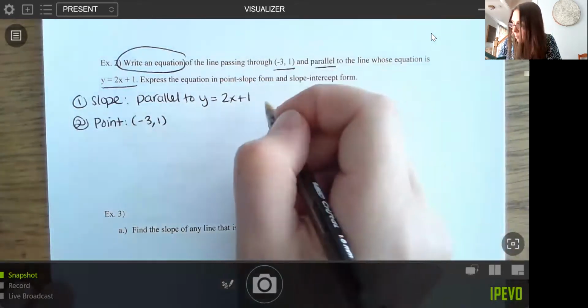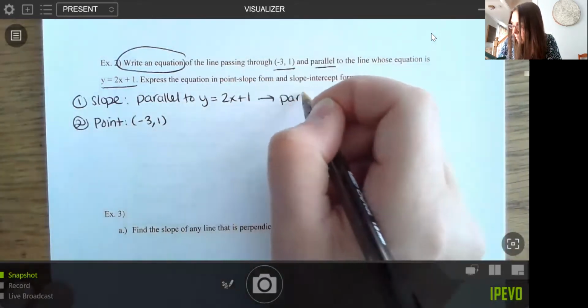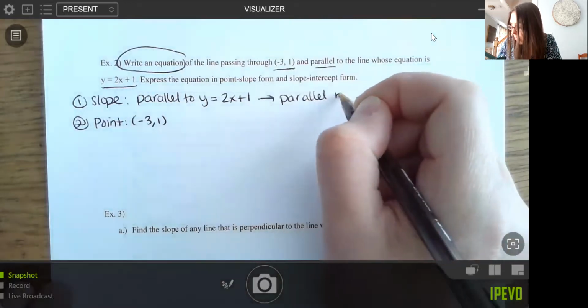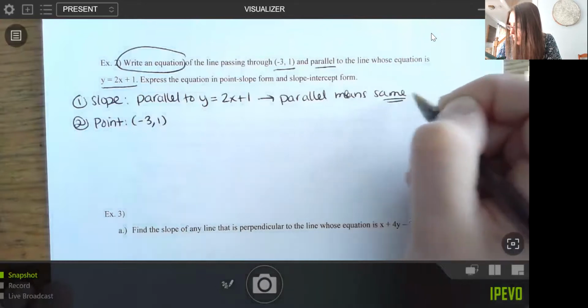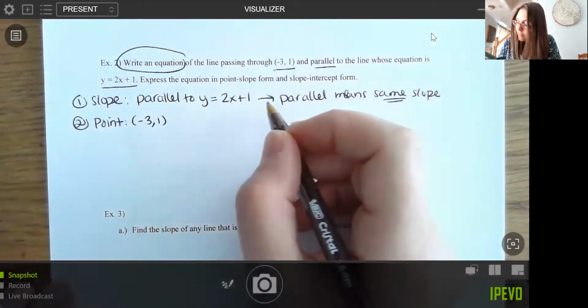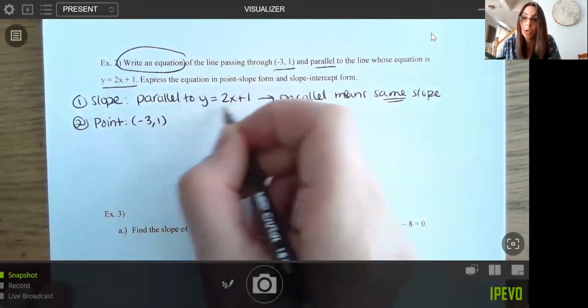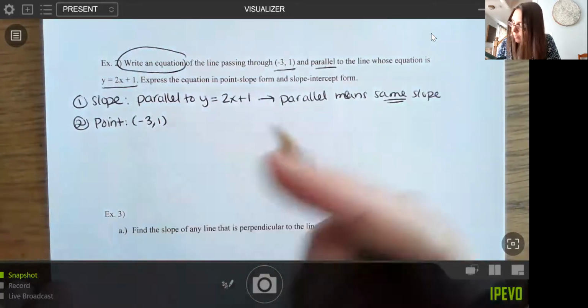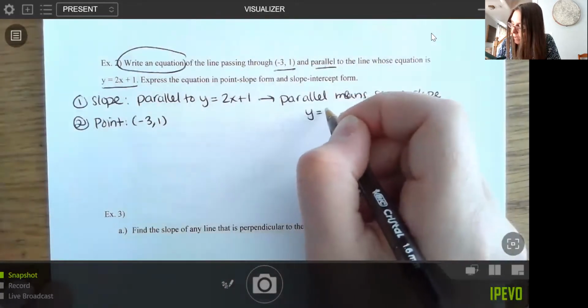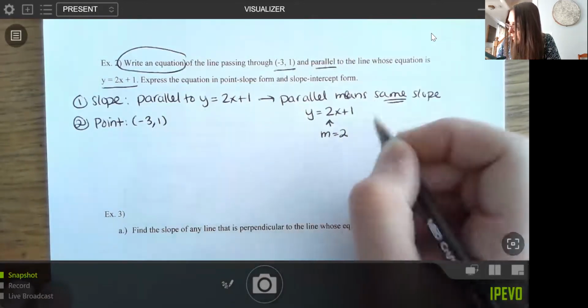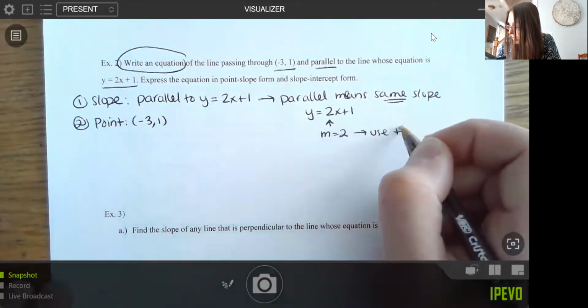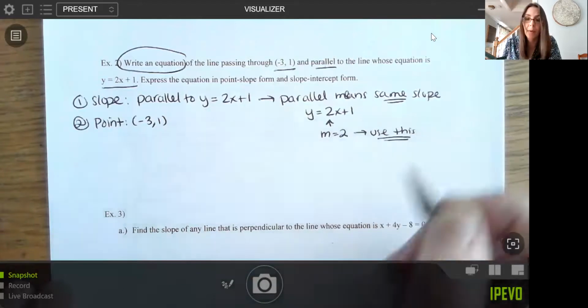But remember, parallel means same slope. So what I need to do is find the slope of this line and then use that in my problem. So if I look at y equals 2x plus 1, I see my slope is 2 here, and I will use this in my problem.